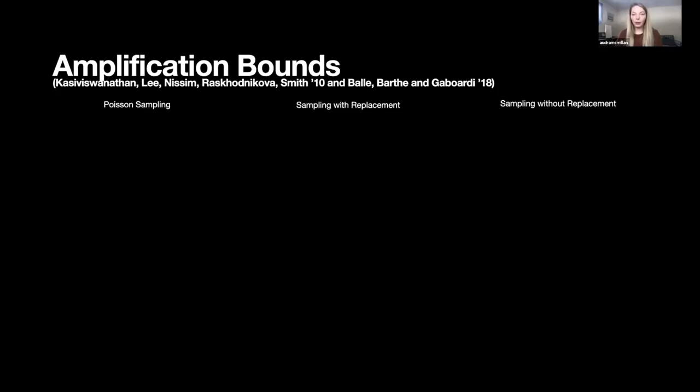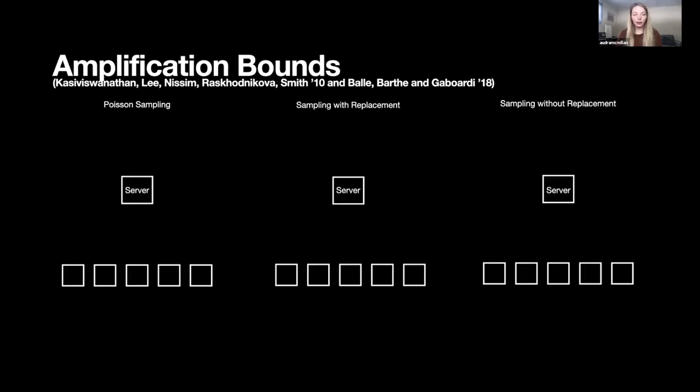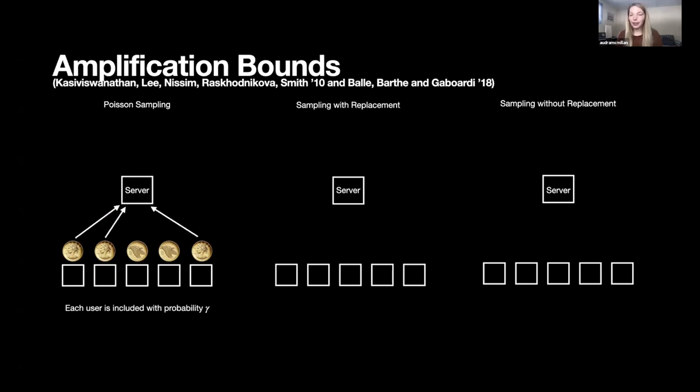We're going to talk about three types of subsampling: Poisson sampling, sampling with replacement, and sampling without replacement. In all of them, I have my server and I have my data subjects. In Poisson sampling, all of my data subjects flip a coin that's heads with probability gamma. If they get heads, they send their data to the server. Remember, it needs to be kept secret who sends their data to the server.